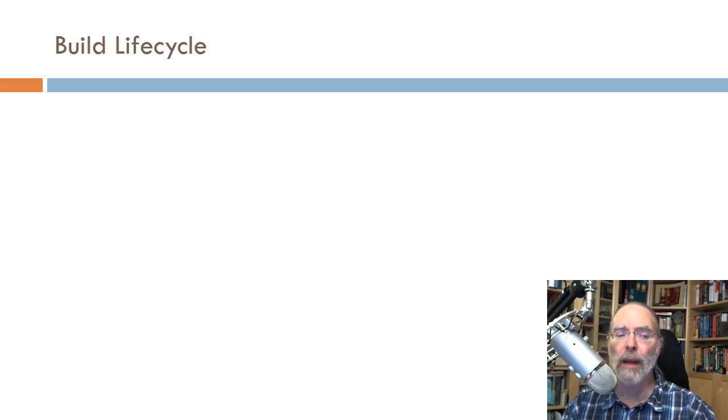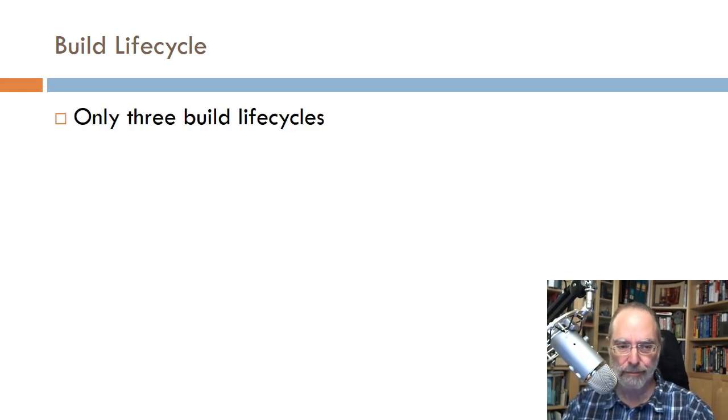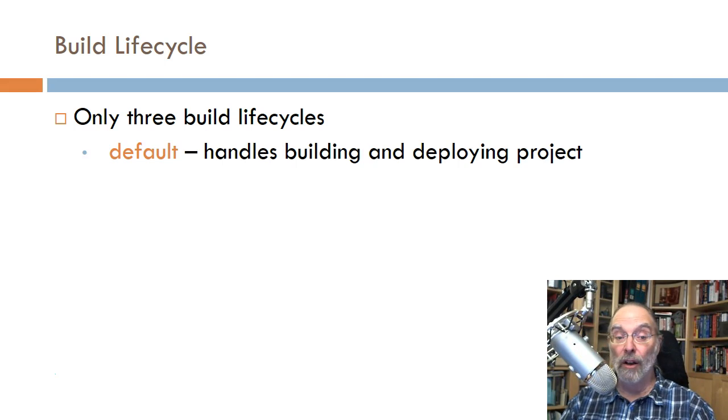Now, within Maven, we say that we have a build lifecycle. A lifecycle are the actions or steps that are taken by our particular tool. Interestingly, there's only 3 life cycles available to us. First, the default, what we tend to use all the time, and this is what handles building the project, deploying it. Everything that we associate, everything that we've seen Maven do is part of default.